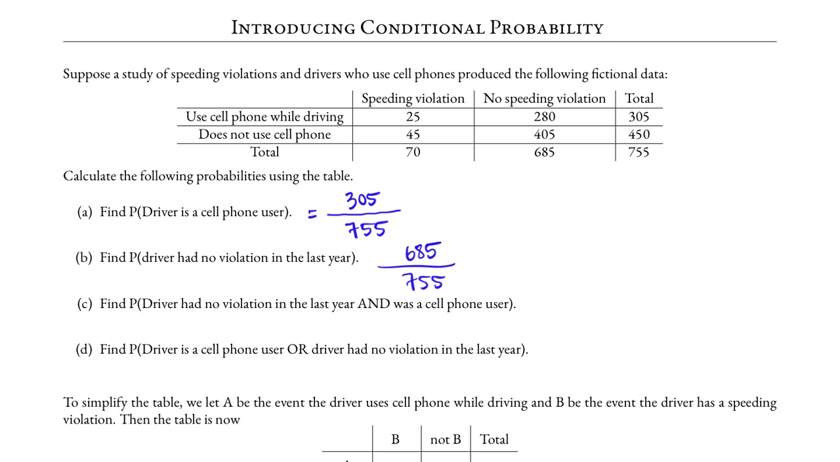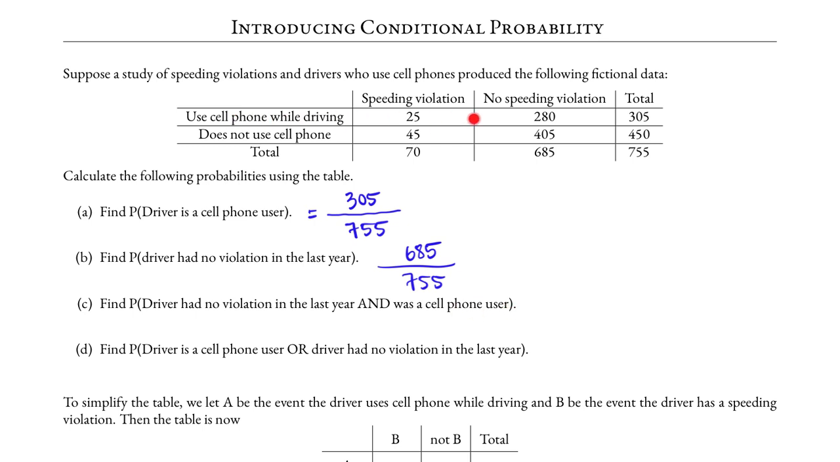Part C. Find the probability that the driver had no violation in the last year and was a cell phone user. We're looking for the intersection and what they have in common. What they have in common is no speeding violation, in this column here. But there are three numbers from this column. Which one should we choose? And was a cell phone user.